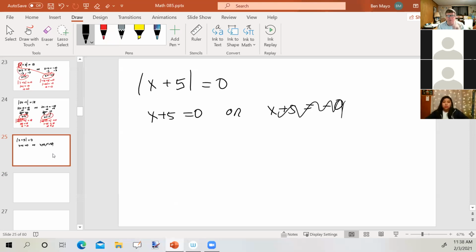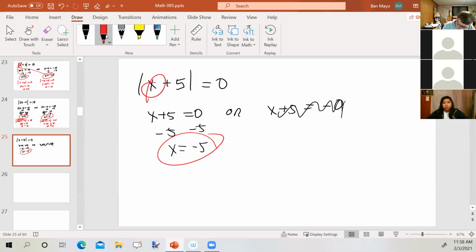So we really only have one equation to consider. And that is, we get a solution of x equals negative 5. Plugging that in, we get the absolute value of 0. 0 equals 0. All right. Any questions?